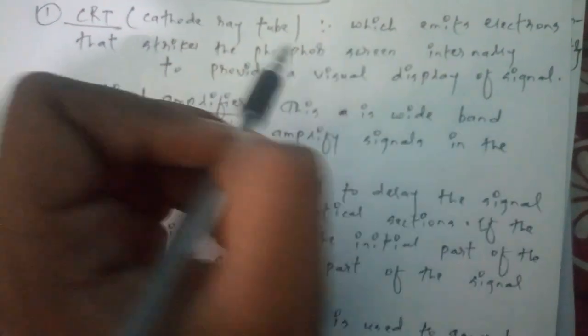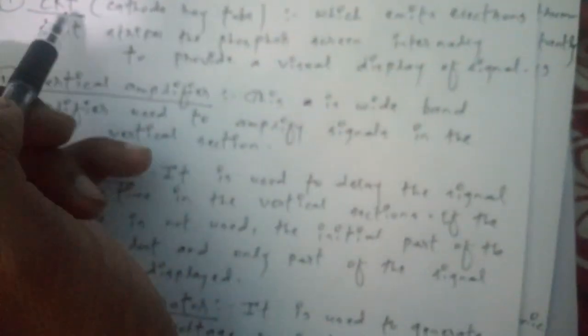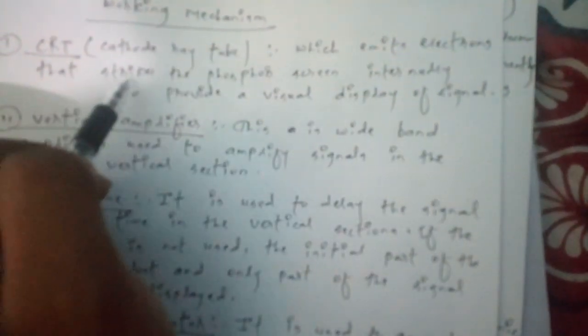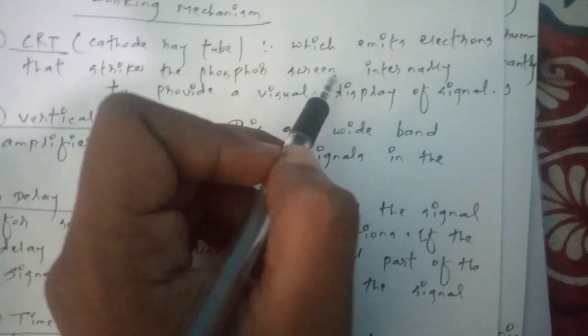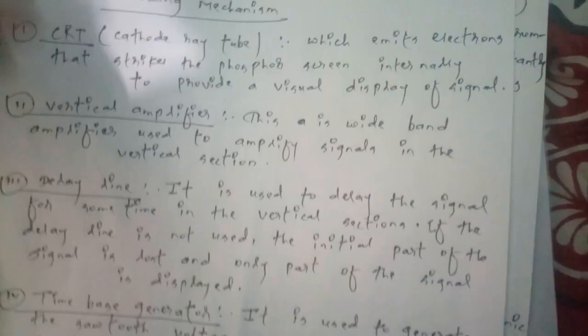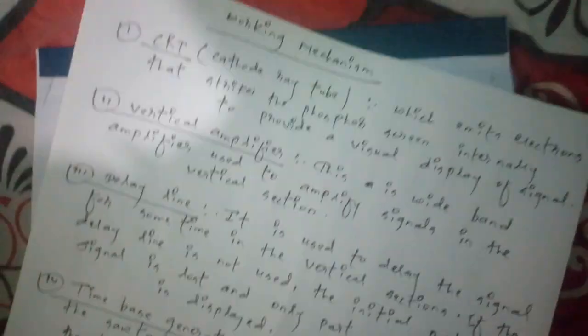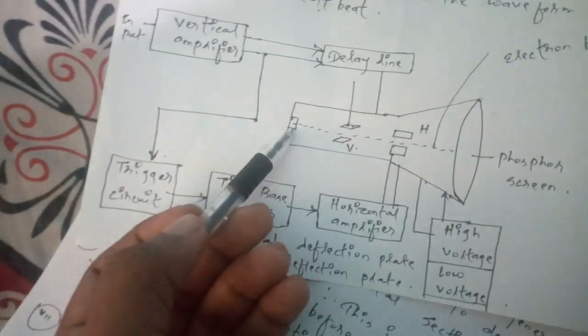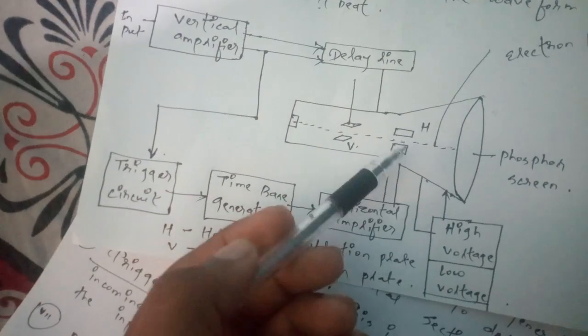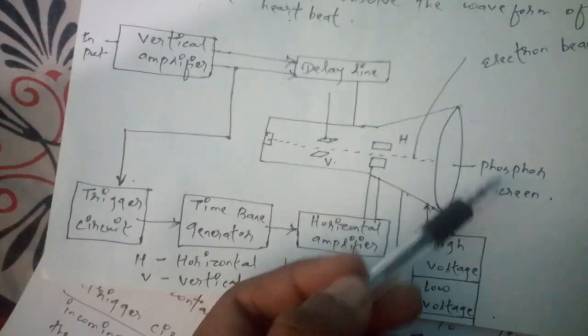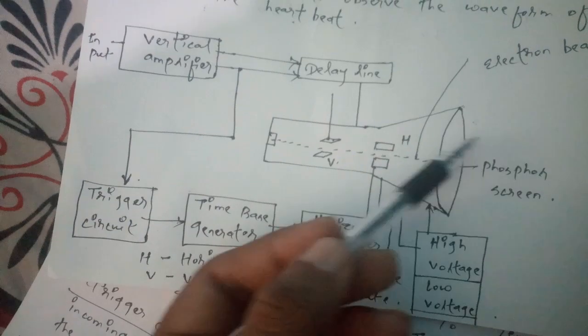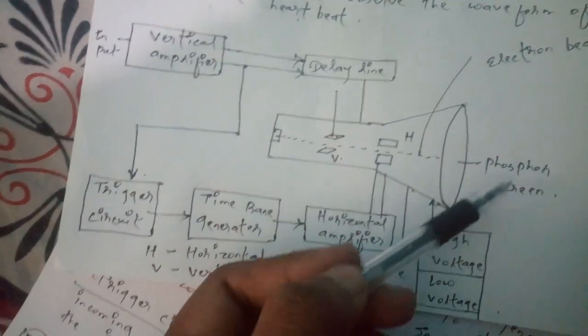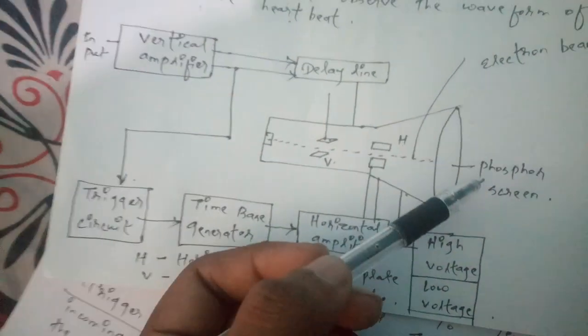CRT is a cathode ray tube which emits the electron beam that strikes the phosphor screen internally to provide a visual display of the signal. Here the electron beam is generated, which strikes on the phosphor screen. After striking on the phosphor screen, it displays the waveform.